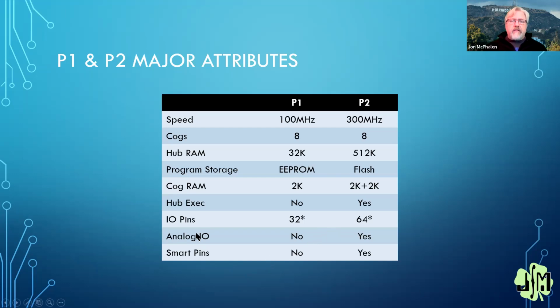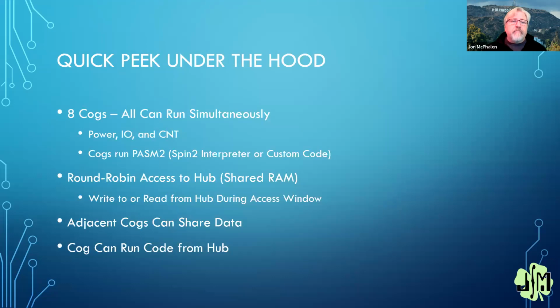The great thing about the P2 is that we have analog capabilities built in, and it's analog in and out, on any pin, and that's through the smart pins functions. The smart pins allow us to do things in the pin that we would normally have to use external circuitry or assembly code to do. So it's really a great thing. I like the P2 a lot.